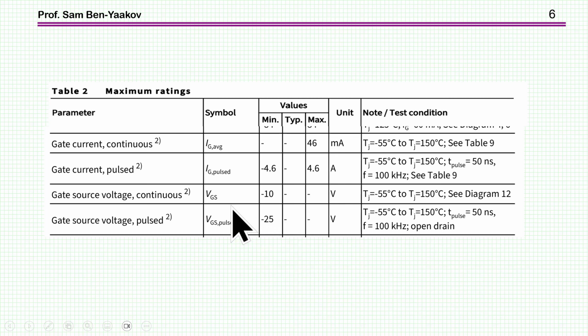And then we have the maximum negative voltage to the gate, which is minus 10, and in the pulse could be up to minus 25. So these parameters are unique to the GIT.